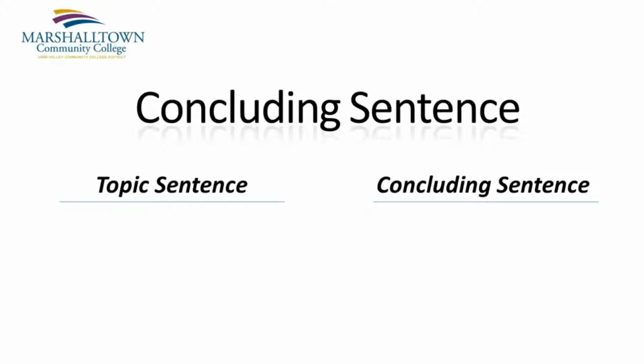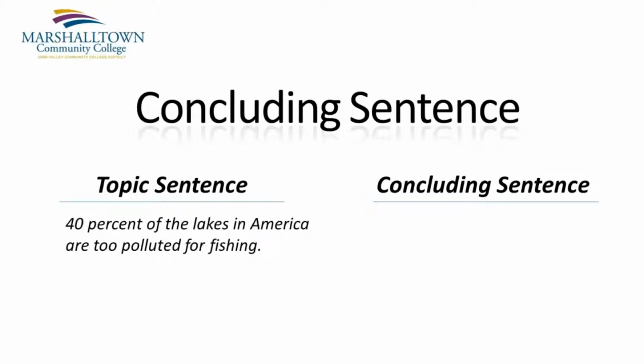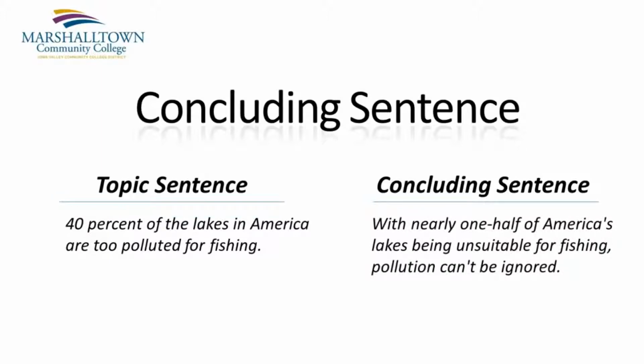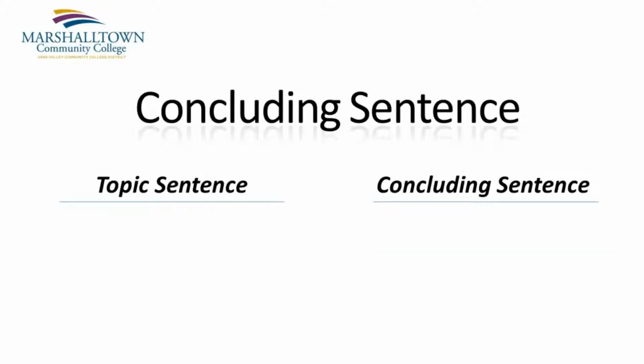This writer's topic sentence reads, "40% of the lakes in America are too polluted for fishing." A concluding sentence for this paragraph might be, "With nearly 1/2 of America's lakes being unsuitable for fishing, pollution can't be ignored." Notice how the concluding sentence reminds the reader of the topic, but does this by rephrasing the sentence and using different words. Also notice how the author includes an additional thought and perspective on the topic. Pollution can't be ignored.